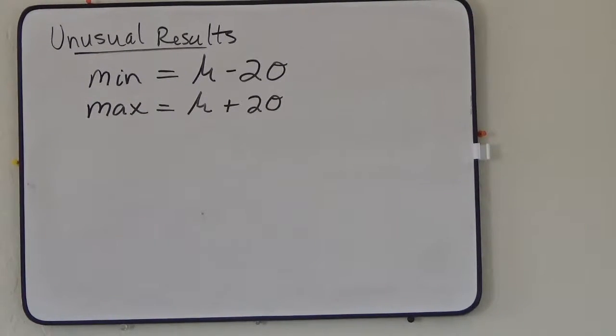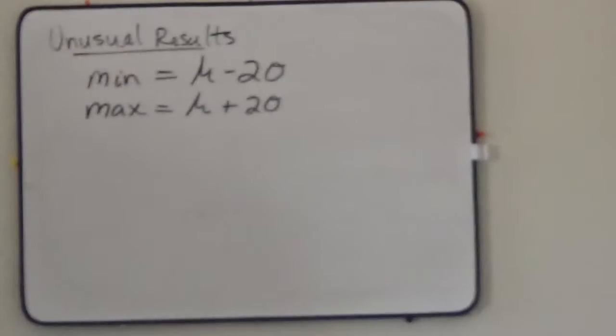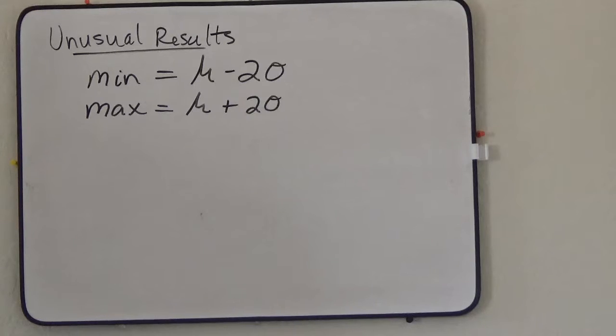So let's go back to the birth of 2 girls. Let's say a couple has 2 girls out of the 2 births. Is this an unusually high number of girls? Okay, so let's first find out the minimum and the maximum. We know that the mean was 1. Remember solving that in the last part? And we know the standard deviation was 0.7.